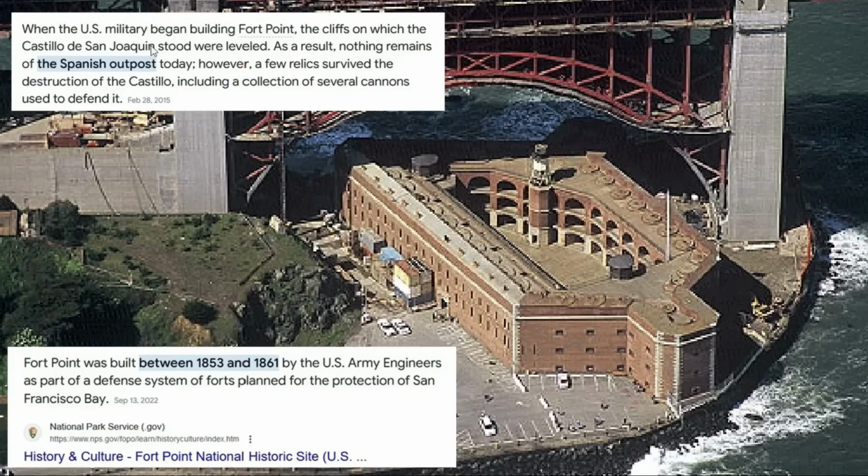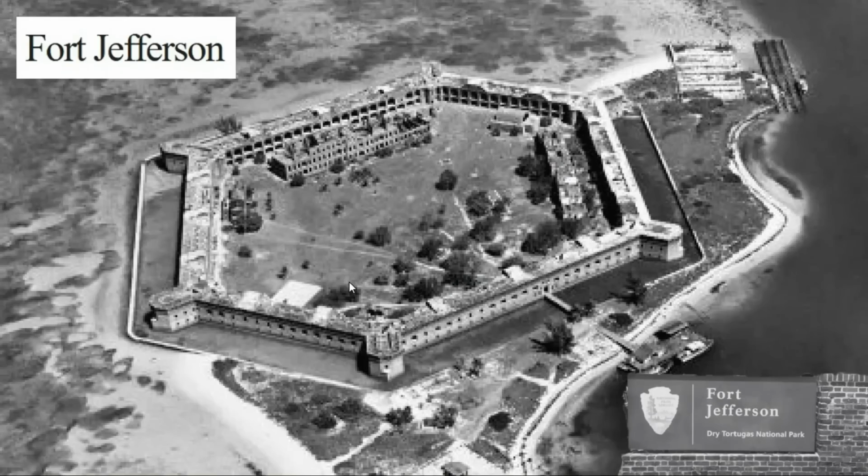the cliffs on which this fort stood were leveled. As a result, nothing remains of this fort today. So again, these two phases, and I think there was a destructive event in between. Where things really take a turn, at least for me anyway, is looking into Fort Jefferson again.